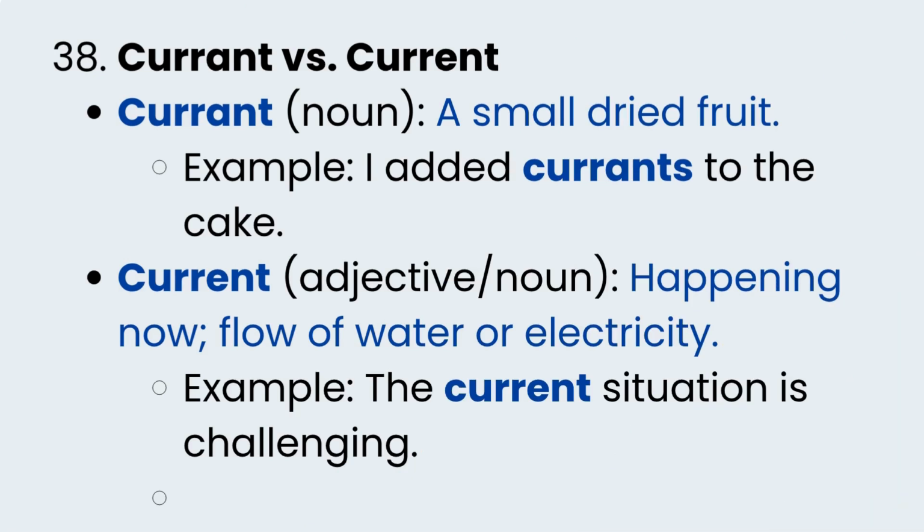38. Current versus currant. Currant, noun, a small dried fruit. Example: I added currants to the cake. Current, adjective or noun, happening now, flow of water or electricity. Example: the current situation is challenging.